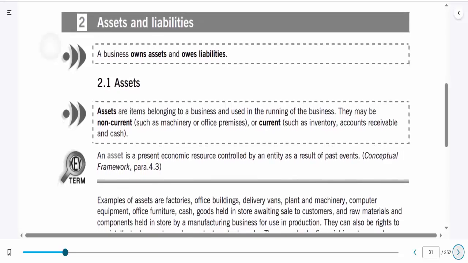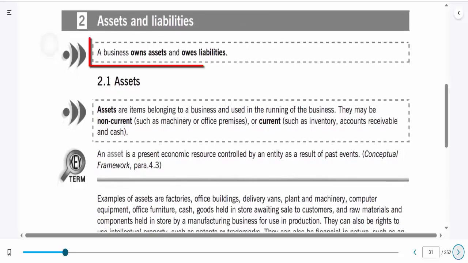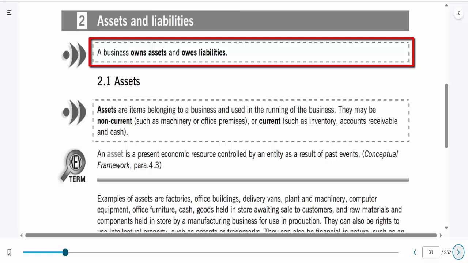All right, let's break this sentence down as if we're sitting together in a classroom. A business owns assets and owes liabilities. Let's start with the two new words here, assets and liabilities. 1. Assets. These are things that a business owns.